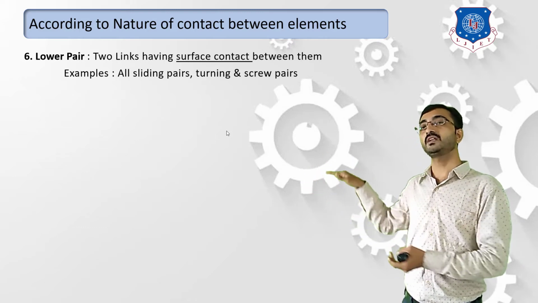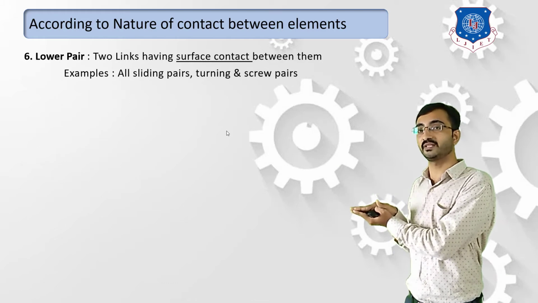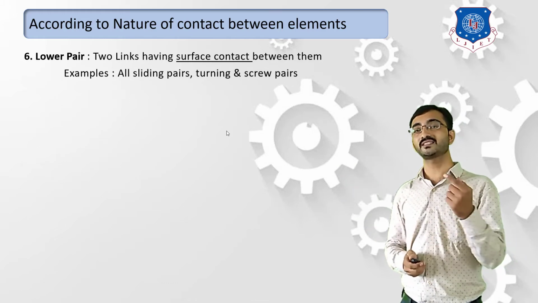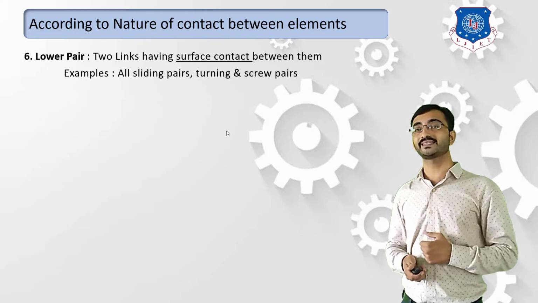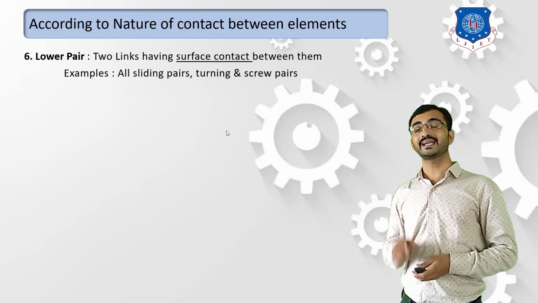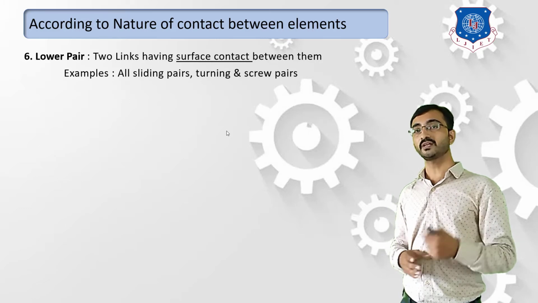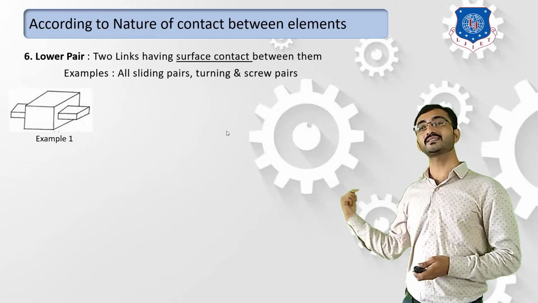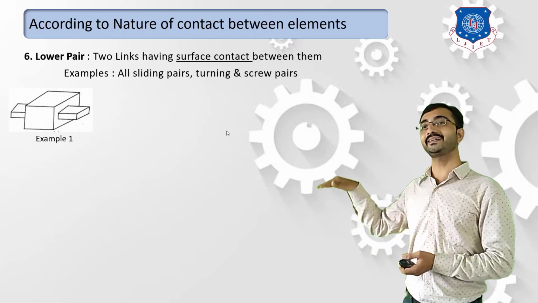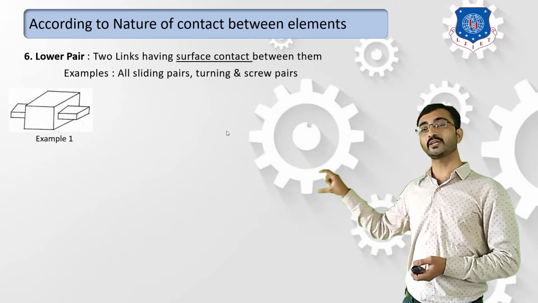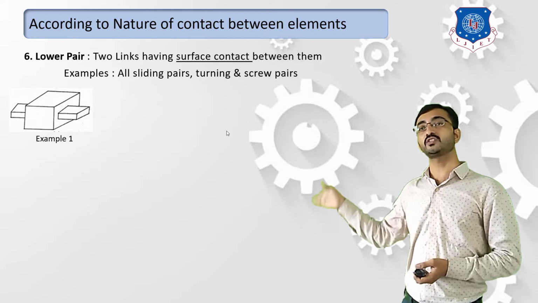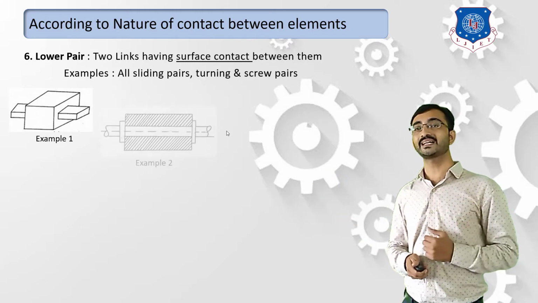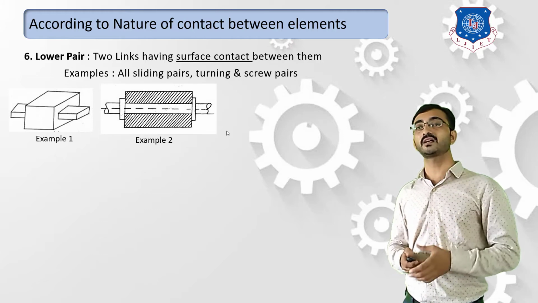When two components are connected in such a way that, when they are moving with respect to the other one, they have a surface contact between them, then it is termed as a lower pair. Now how can we define that it is a surface contact? Let's consider one example. The first example, let's consider a sliding pair. With respect to this fixed body, your rectangular block is reciprocating. The entire surface of your rectangular block is in contact with your fixed block. So that's why it is termed as a surface contact. For the second example, we can consider this one as a turning pair.